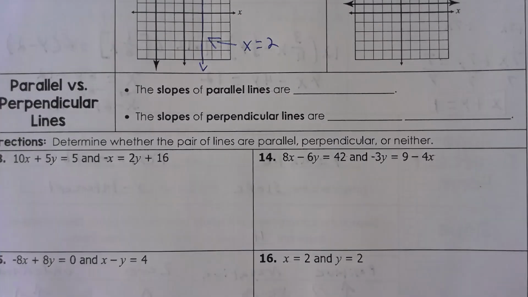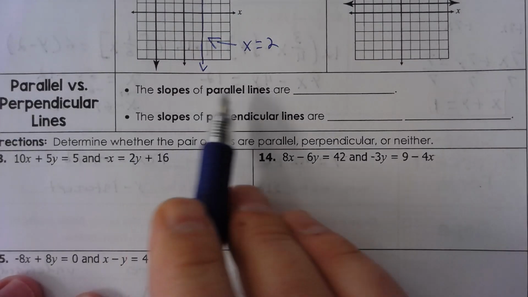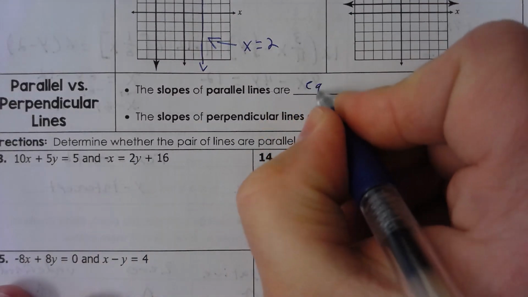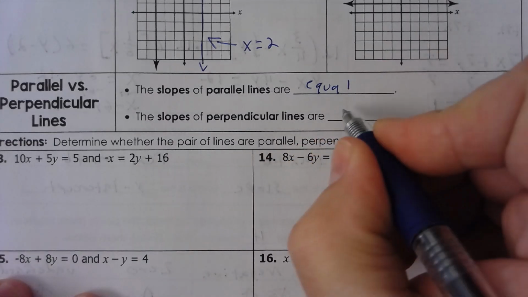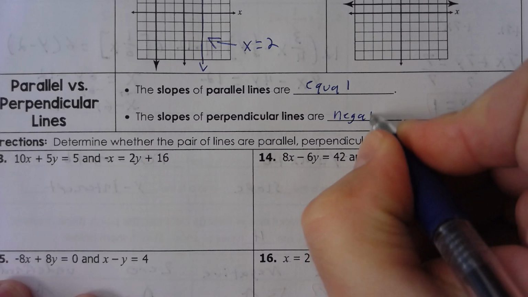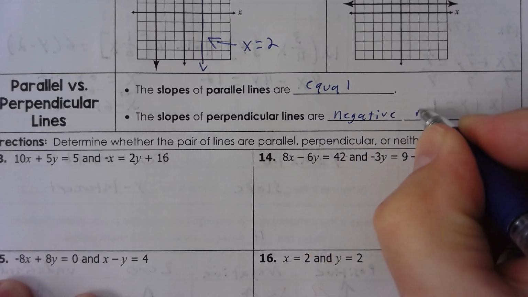All right. So the slopes of parallel lines are equal, and the slopes of perpendicular lines are negative reciprocals.